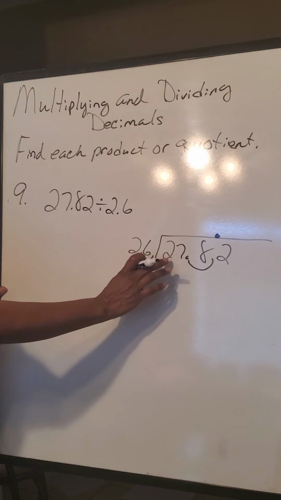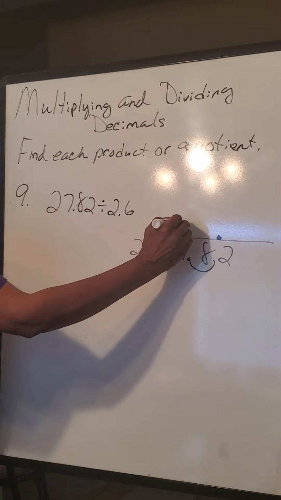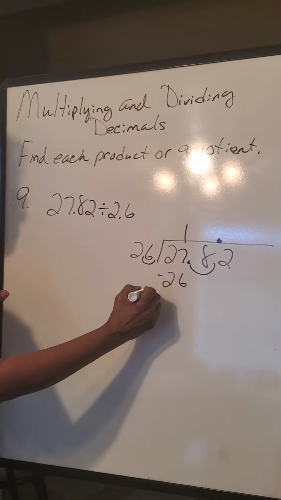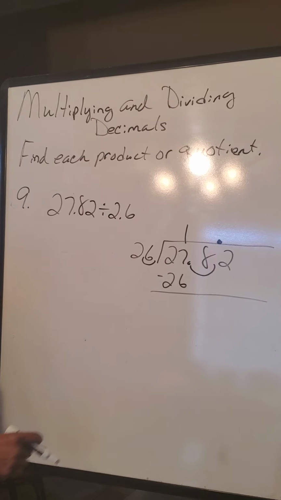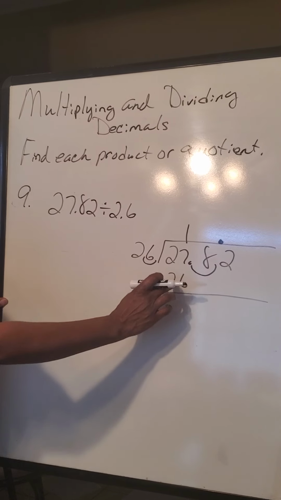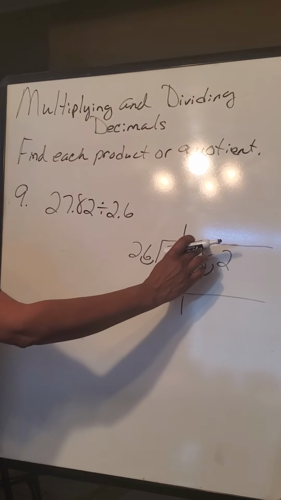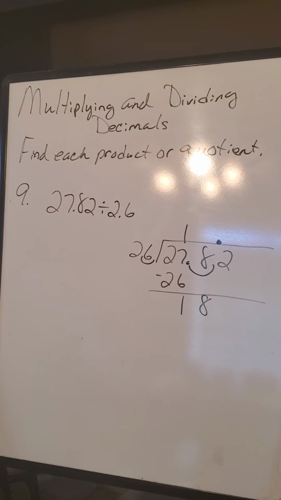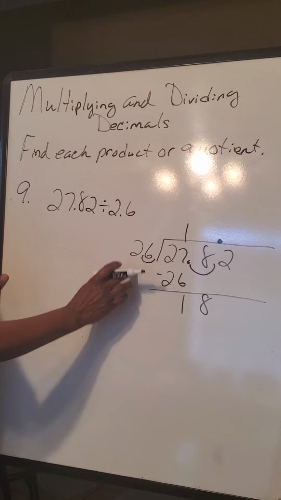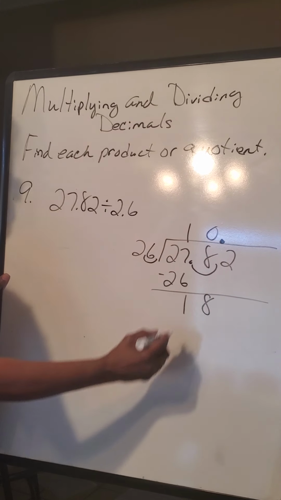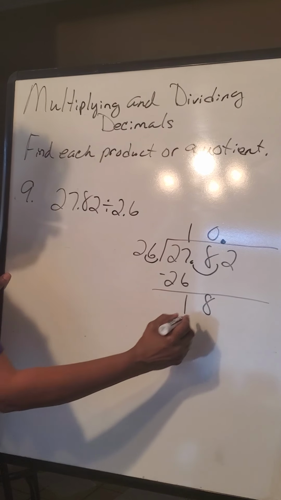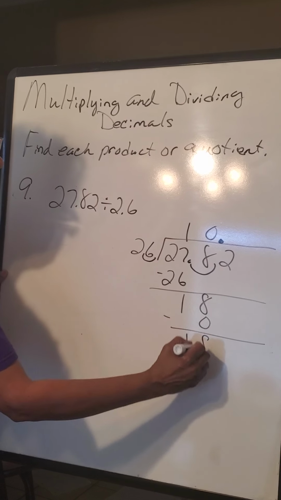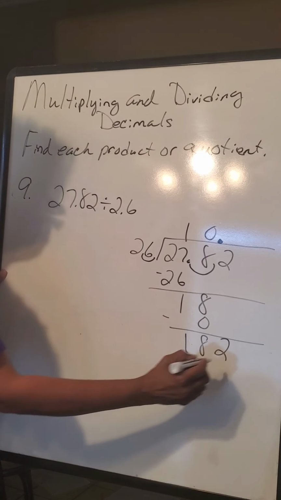I can divide 26 into 27. It goes 1 time. 1 times 26 gives me 26. I'm about to subtract. 7 minus 6 gives me 1. Bring down my next digit. I'm ready to divide again. 18 divided by 26 is 0. 0 times 26 gives you 0. Subtract. Bring down your next digit.